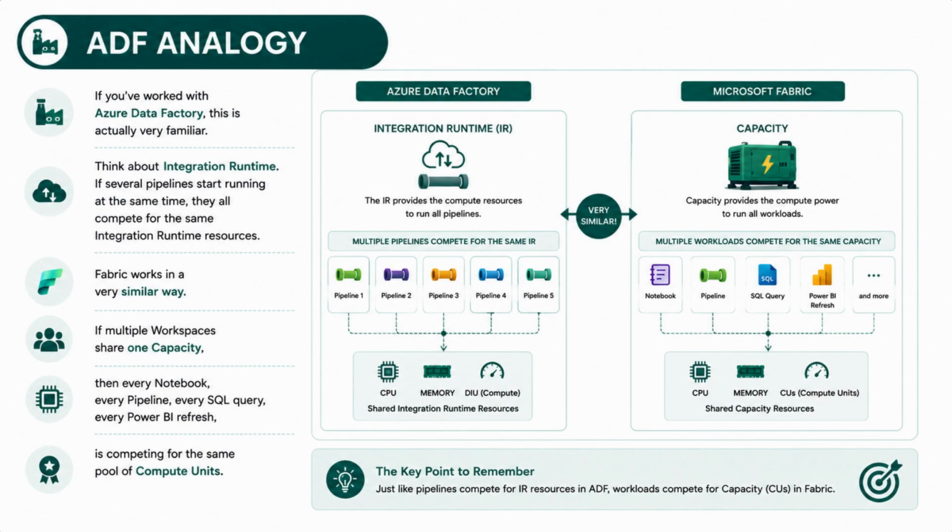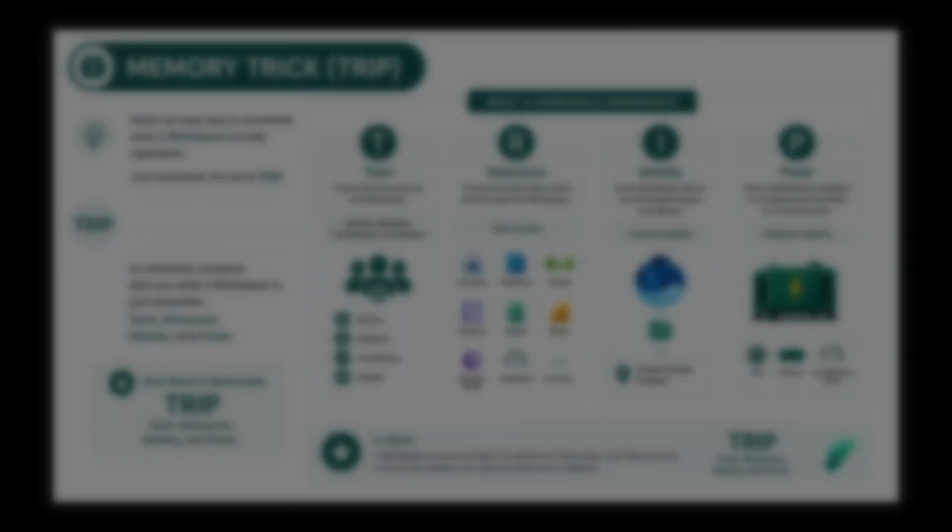Let's understand this with an ADF analogy as well. If you have worked with Azure Data Factory, this is actually very similar. Think about integration runtime. If several pipelines start running at the same time, they all compete for the same integration runtime resources. Fabric works in a very similar way. If multiple workspaces share one capacity, then every notebook, every pipeline, every SQL query, every Power BI refresh is competing for the same pool of compute resources or units.